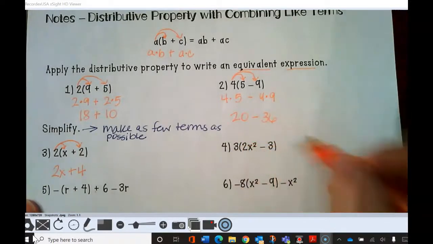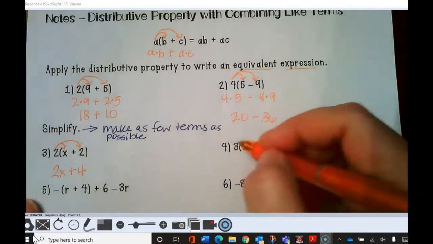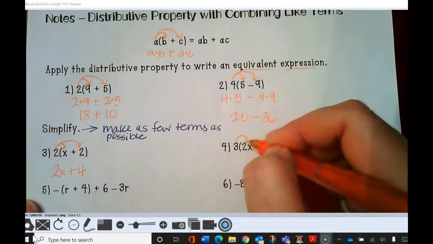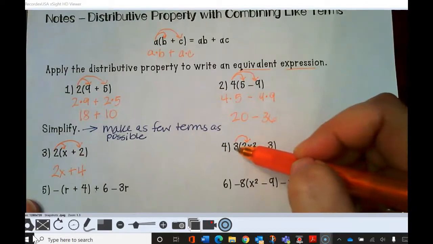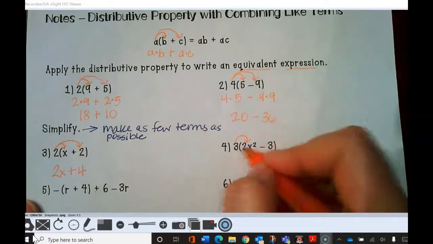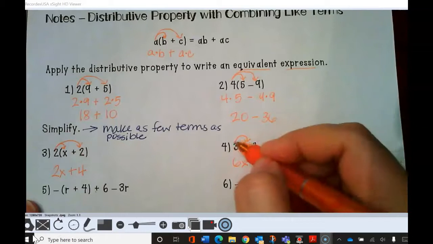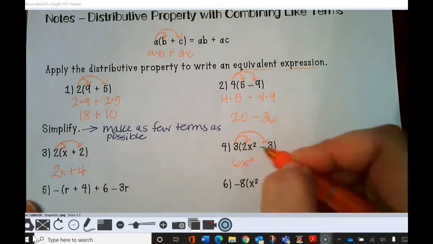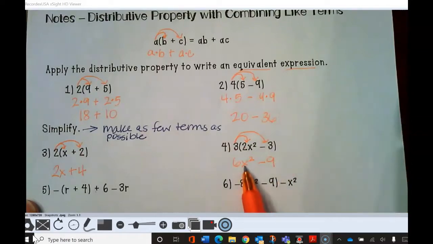Now, look at the next one. Can we combine x squares and 3s or a negative 3? No, you can't. So you're going to distribute the 3 times the 2x squared. Now, the nice way to do this is just to multiply the constant of 3 times the coefficient of 2. And 3 times 2 is 6. You keep the x squared. And then 3 times negative 3 is a negative 9. You can't combine x squares and 9, so you know you're finished.